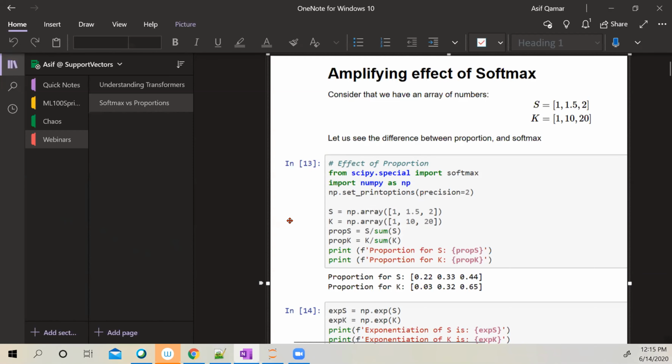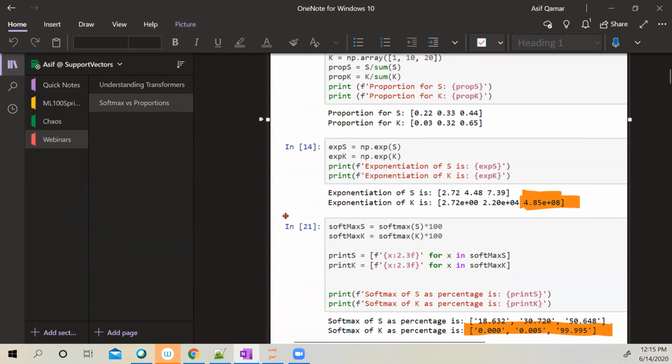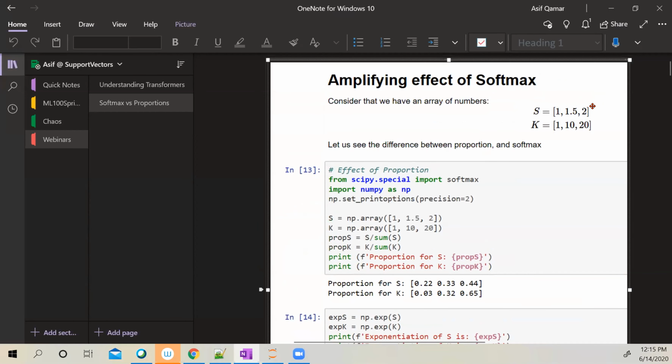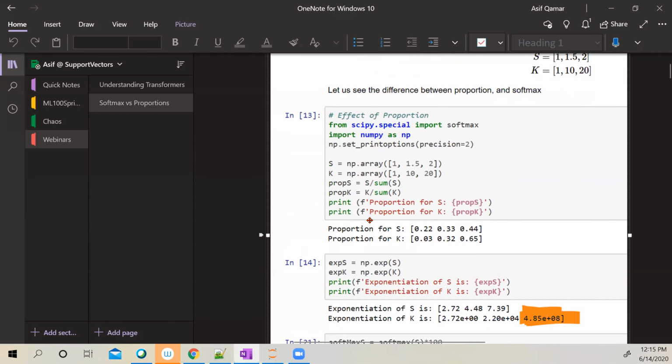We took an example and showed that if you take a bunch of numbers, for example, numbers in this proportion, 1, 1.5, and 2, those numbers are pretty close to each other, so it's a somewhat soft case. And then you take a case a little bit more well-defined, 1, 10, 20. If you just took raw proportions, you notice that they divide themselves as 44%, 33%, 22% for the soft case, and for the much more defined one, it is still 65%, 32%, and so forth. Now, the 65 stands out, but not that much.